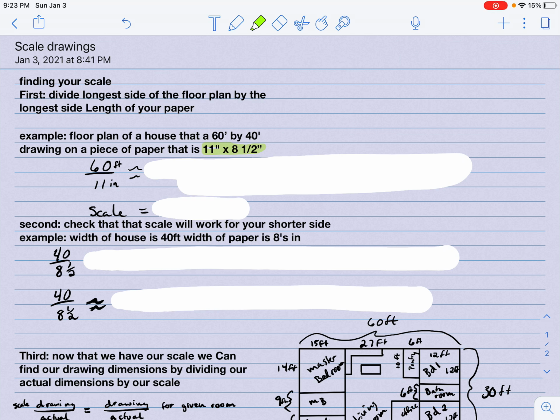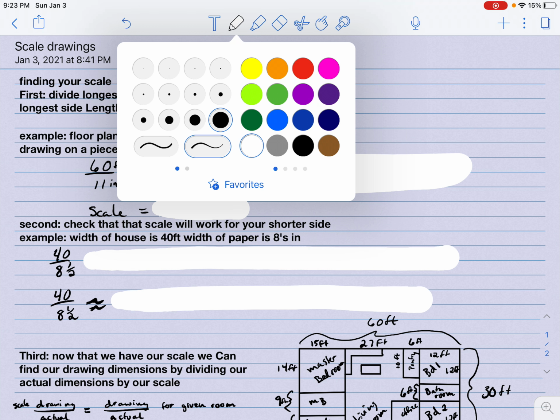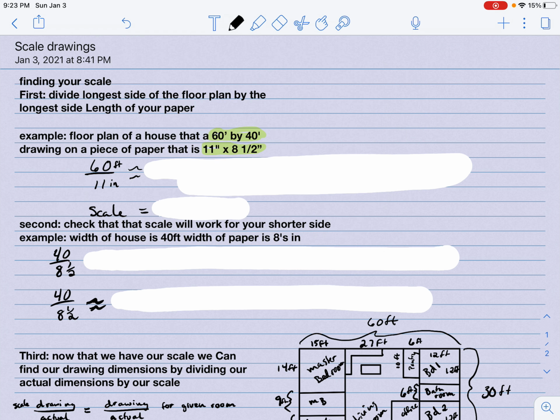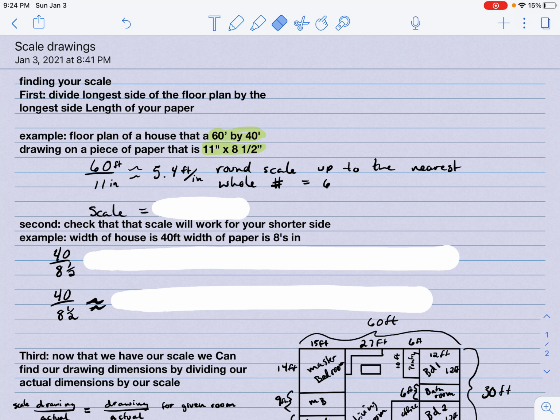So let's just say that our floor plan here is 60 by 40. Our longest side is right here, it's going to be our 60-foot length. So we're going to have to divide that by our longest length of our paper. In this case, it's 11 inches. So we take 60 divided by 11, and here we're going to get roughly 5.4 feet per inch.